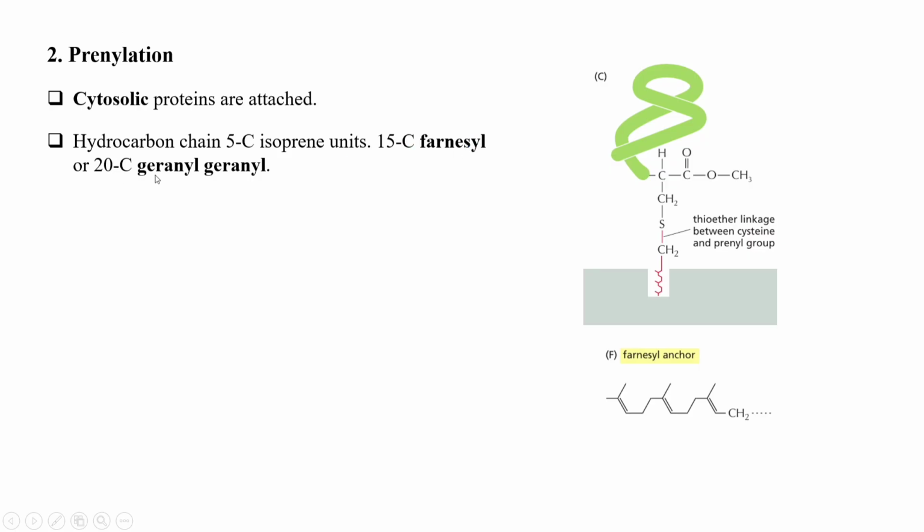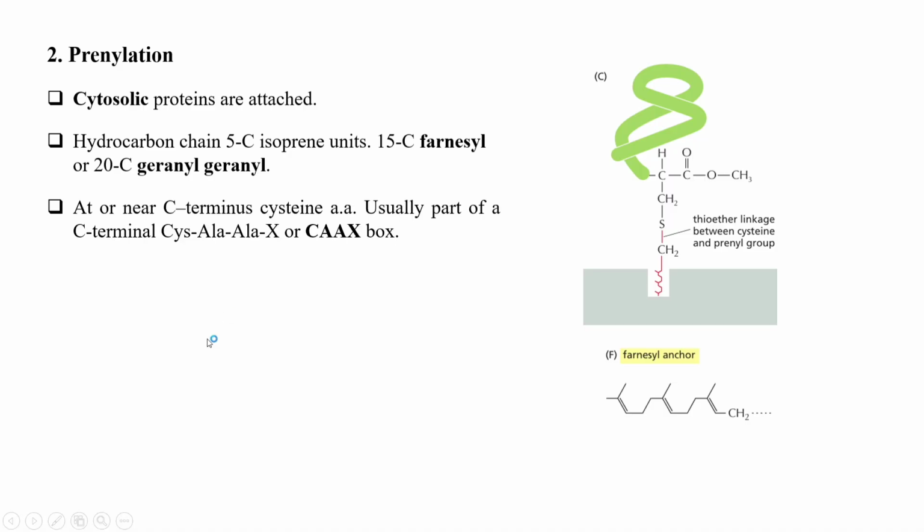When 10 carbons are attached, we call it geranyl, and when another 10 are added, we call it geranylgeranyl, because then it contains 20 carbons. So geranyl means a 10-carbon hydrocarbon. When a 20-carbon hydrocarbon is attached, it is called geranylgeranyl, and in the case of 15 carbons it is called farnesyl. So here a hydrocarbon chain is present, not a fatty acid chain. So different kinds of hydrocarbons are attached to the proteins.